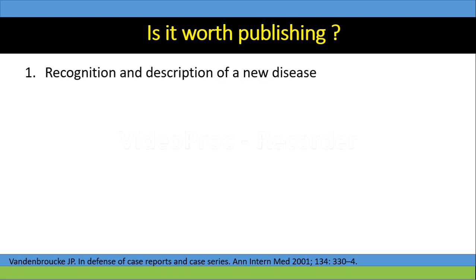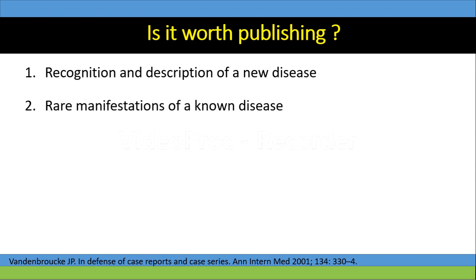Number one, if it is a recognition and description of a new disease. I just gave you a couple of examples. Probably it is pretty difficult in the 21st century, because picking up or coming up with a new disease is pretty difficult. Most of the time it is actually a rare manifestation of a known disease, what we call an uncommon manifestation of a known disease. So if in your clinical practice you see that a patient with a known disease has presented with a different, unique presentation, one that has not been commonly described in literature and in textbooks, then probably that is actually worth reporting.